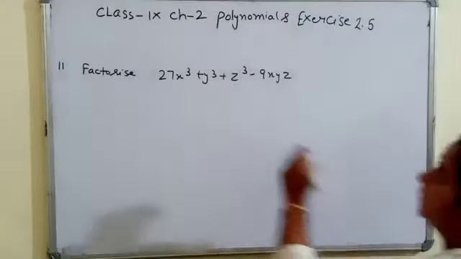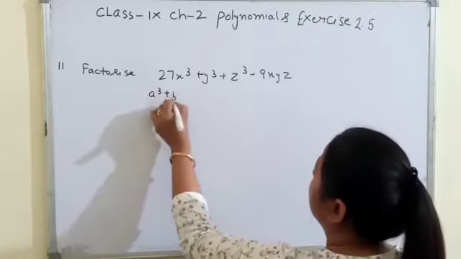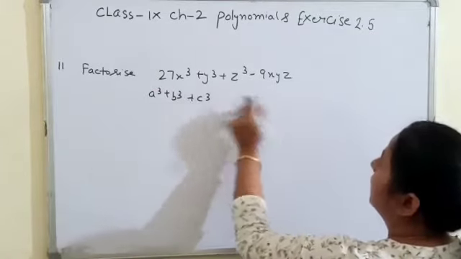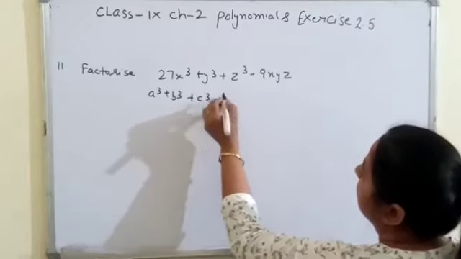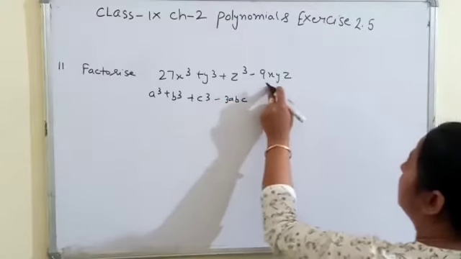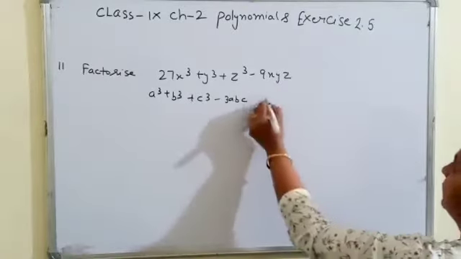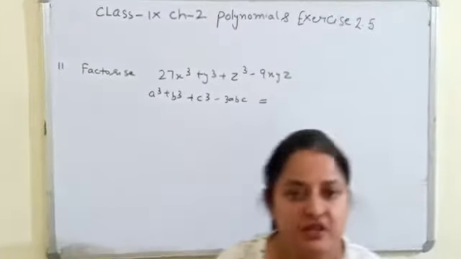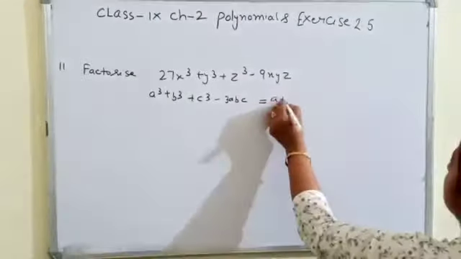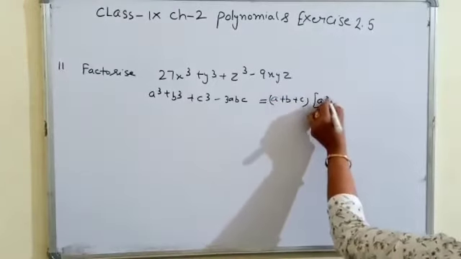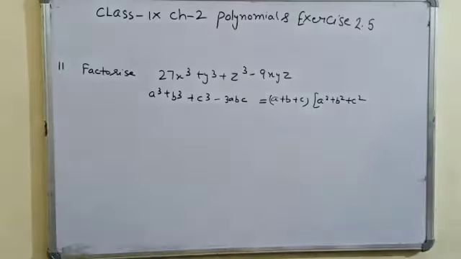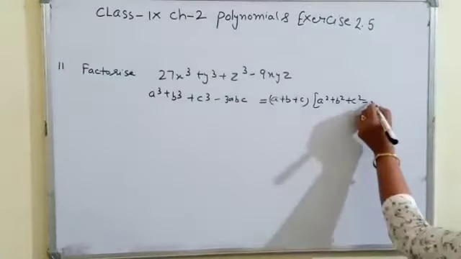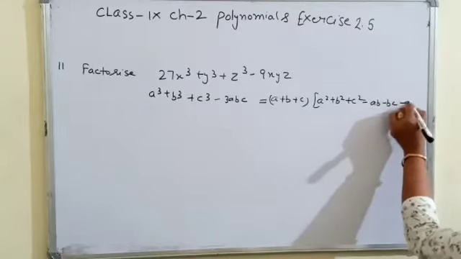Now we can write it in this way: a cube plus b cube plus c cube minus 3abc, because here you are having 9xyz. So which identity can we apply here? a cube plus b cube plus c cube minus 3abc will be equal to a plus b plus c into a square plus b square plus c square minus ab minus bc minus ac.